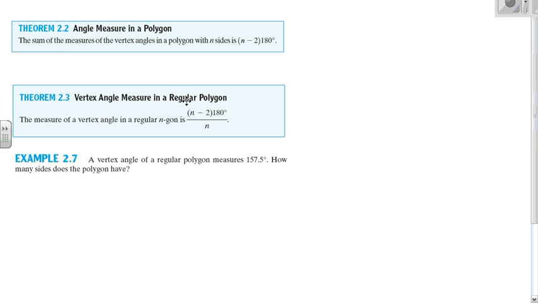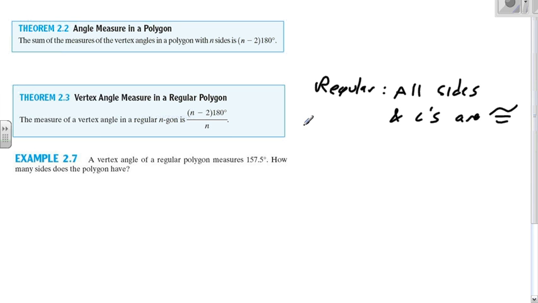If a polygon is regular, a regular polygon means that all sides and angles are congruent. So if all the angles are congruent, you would take that formula and divide by however many angles there are. And that will tell you what one angle of the regular polygon measures.